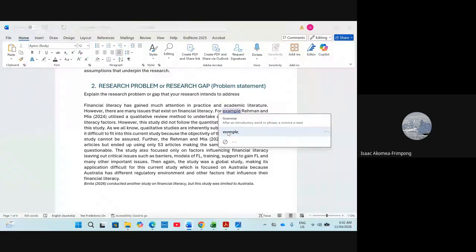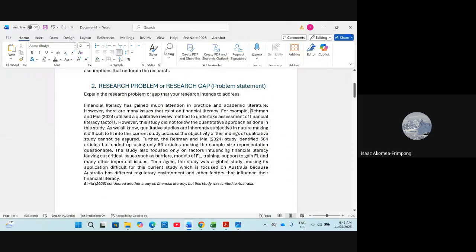A few grammatical issues, as we all know, these are more of my own words. As we all know, qualitative studies are inherently subjective in nature, making it difficult to fit into this current study, because the objectivity of the findings of the qualitative study cannot be assured. Further, Rayman and Mia study identified 500 and something articles, making the sample size representation questionable. The study also focused only on factors. Then again, the study was a global study, making its application difficult for the current study, which is focused on Australia, because Australia has different.